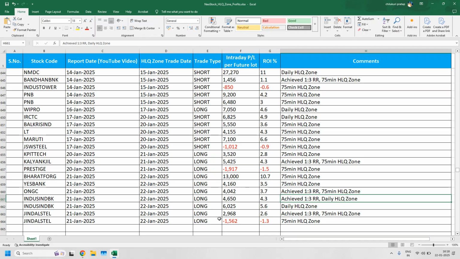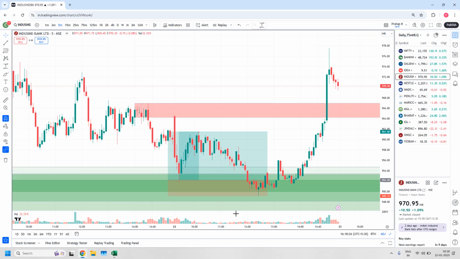And the next one is Jindal Steel. Jindal Steel gave two trades. The first trade achieved 1:3 RR, and in the second trade, the zone is violated. Of course, the first zone is violated. There is one more order flow, and the second order flow is also violated. If you compare both, you will still be in profit in Jindal Steel. Okay, let's go to Jindal Steel.